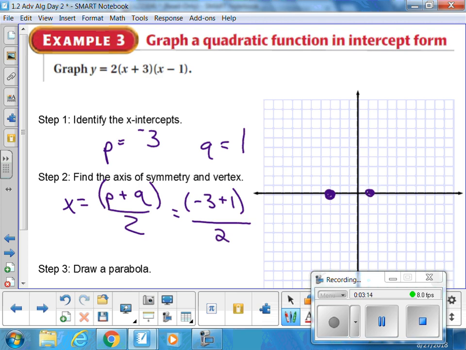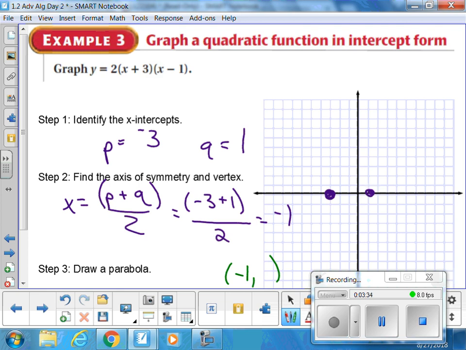Or do mental math. Some people are typing, which is fine. You can do it mentally too. Did you get -1? Perfect. Okay, we have half the vertex right now. We know that the x value is -1. We still need the y value. Any ideas?